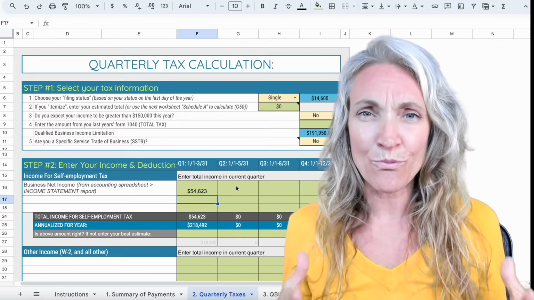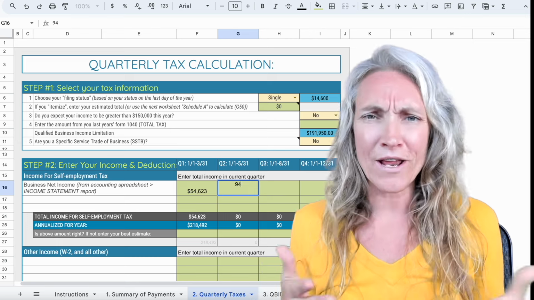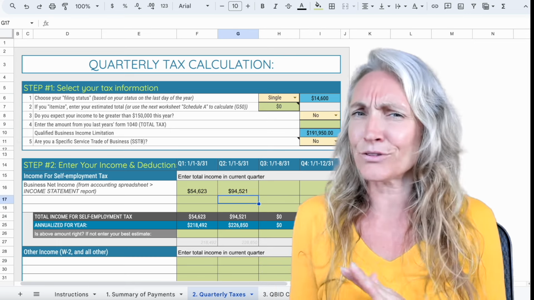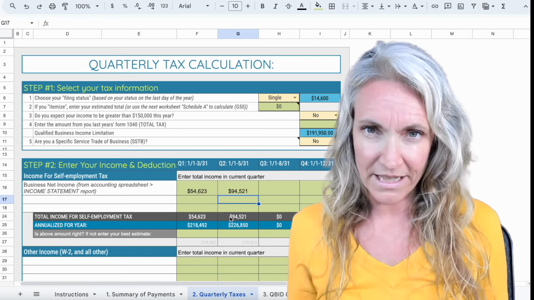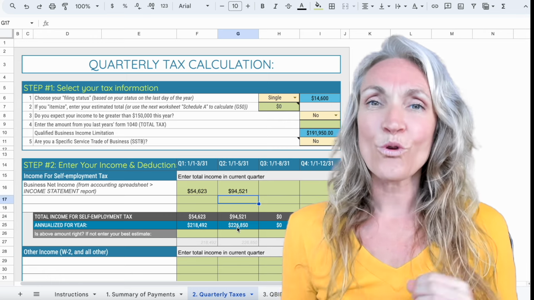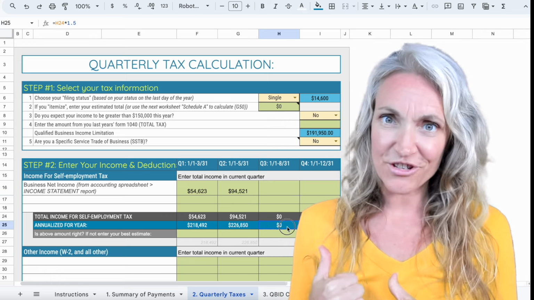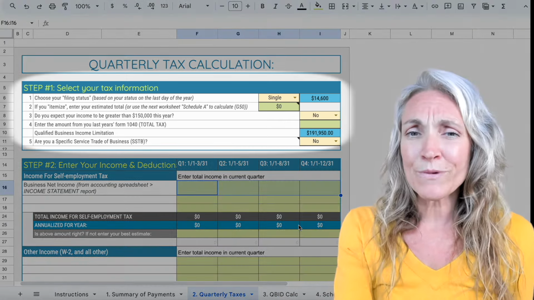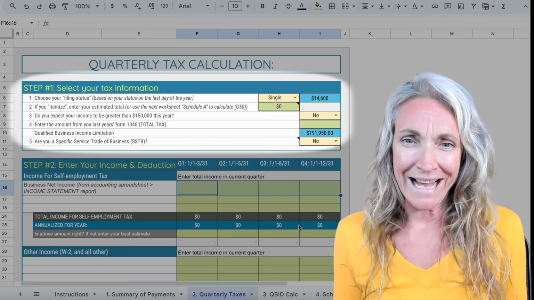And I know people just want confidence and clarity. They want to understand this stuff so that it's not so confusing and overwhelming. So let me break down my quarterly tax calculation spreadsheet for you. So in the first step, we need some information from your taxes.